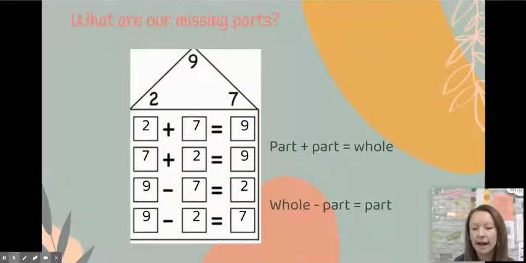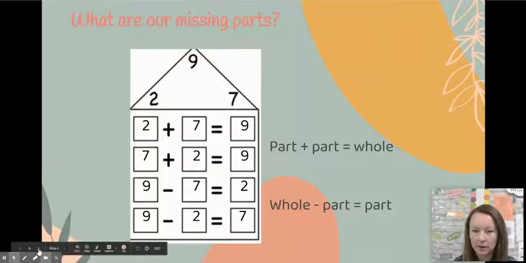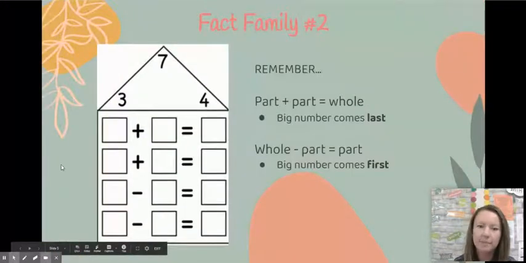So our whole is 9. We take away 7. We're left with 2. And then we again start with our whole, which is 9. We take away 2 this time, and we're left with 7. So those are our missing parts, or our facts, for this fact family. So let's go to our next fact family.